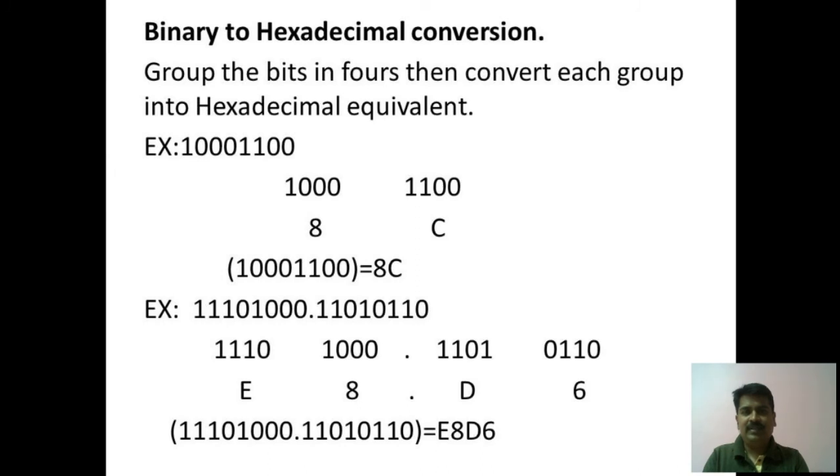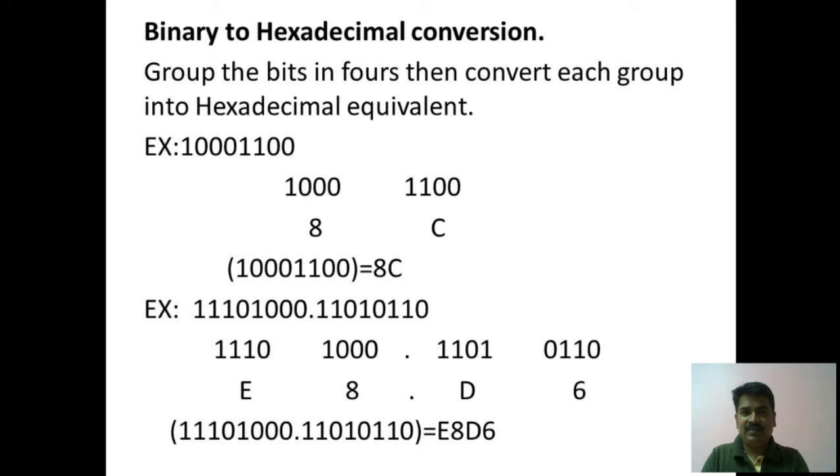Now the conversion of binary to hexadecimal. Here you have to group the bits in 4s. Grouping starts from the decimal point. If you are short of digits, if you don't have 4 digits, add zeros to the left-hand side in the integer part. In a decimal fraction, add 0 to the right-hand side. Simple thing. And each group has to be converted into its hexadecimal equivalent.